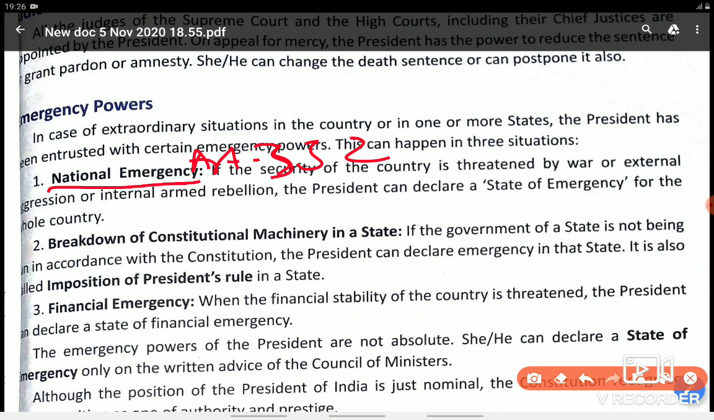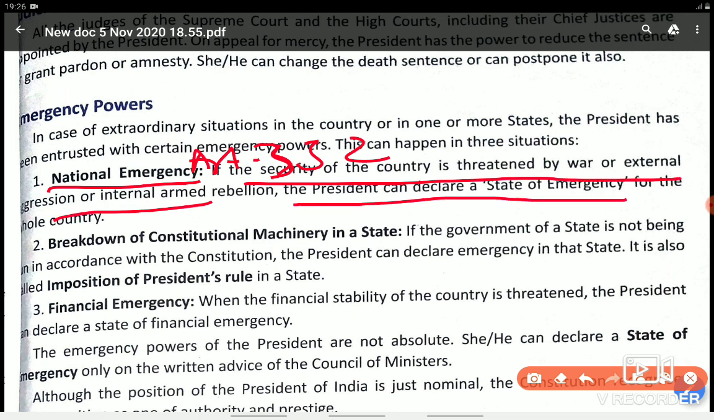Here you will write, if the security of the country is threatened by war or external aggression, the President can declare a state of emergency in the country. Second one you will write, Article 356. He can also declare emergency if there is a breakdown of law and order.